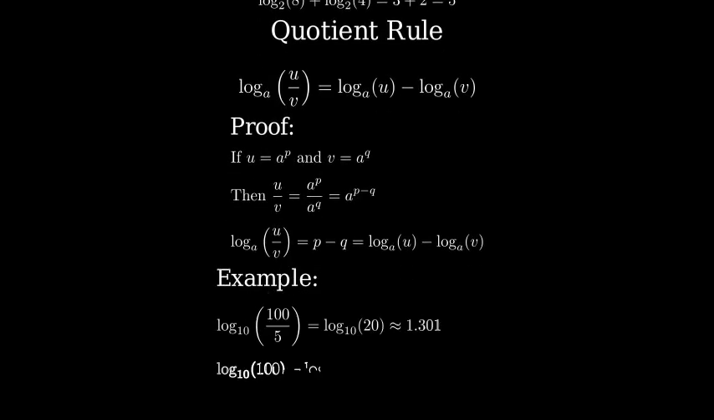For example, log base 10 of 100 divided by 5 equals log base 10 of 20, which is approximately 1.301. Using the quotient rule, we can calculate this as log base 10 of 100 minus log base 10 of 5, which is 2 minus approximately 0.699, giving us the same result of approximately 1.301. Now, let's explore the power rule.